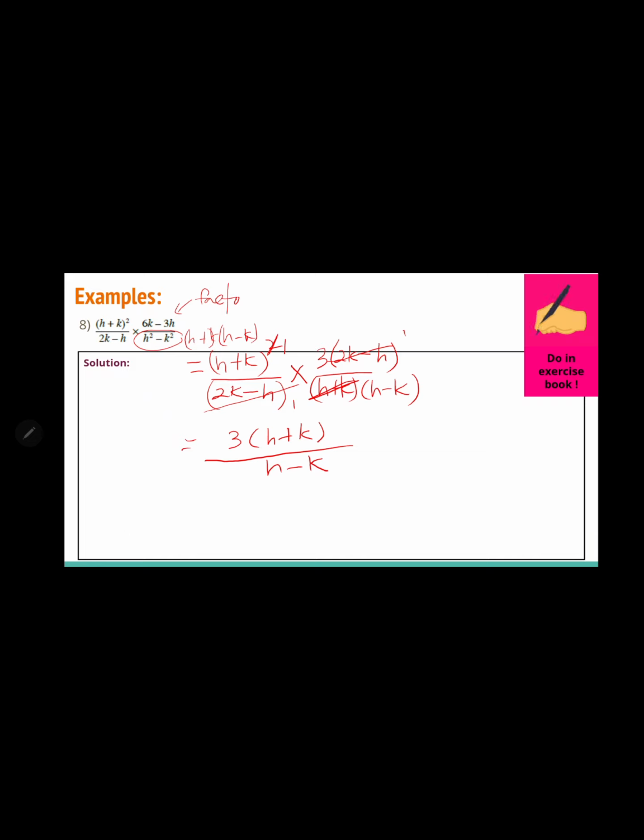Finally I will have h, this is h, not n, minus k. So 5 seconds to write your answer, to copy down the steps. Okay, example 8.